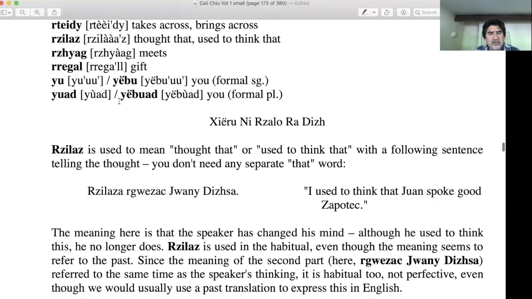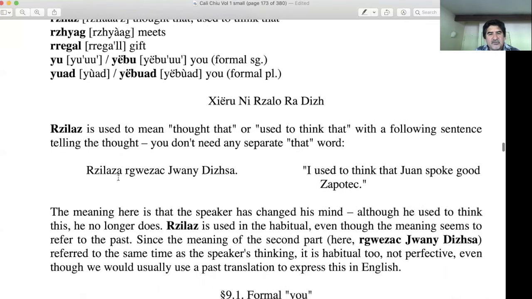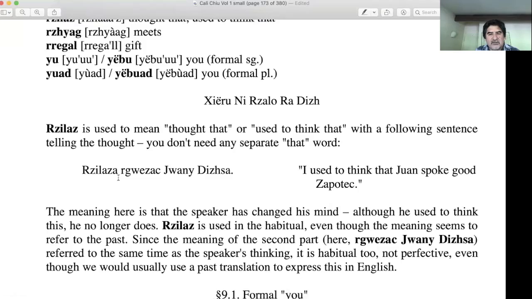And now we have this word which is pronounced arzilas, arzilas, and we use that a lot. It is used to mean thought that, or used to think that. So if we look at the following sentence, we say, I used to think that Juan spoke good Zapotec. Maybe he doesn't, right? So in Zapotec, we say, Arzilaza arwazak Juandisa. One more time. Arzilaza arwazak Juandisa.